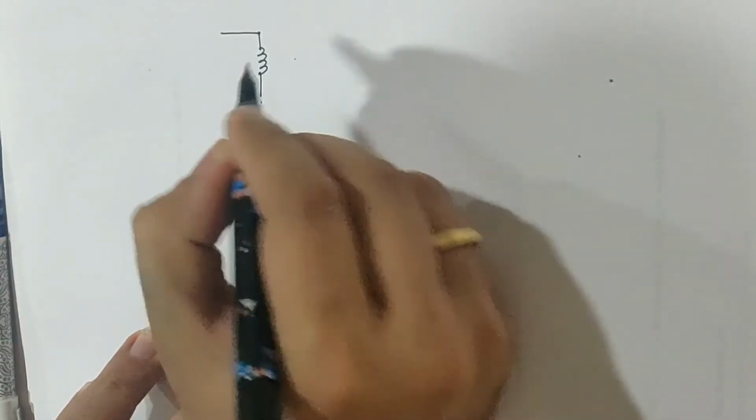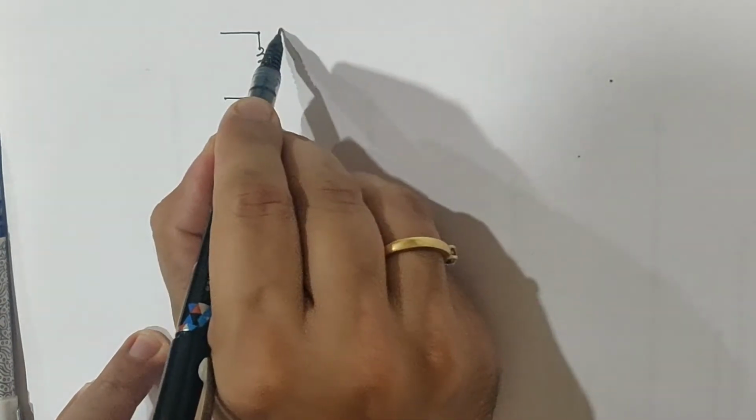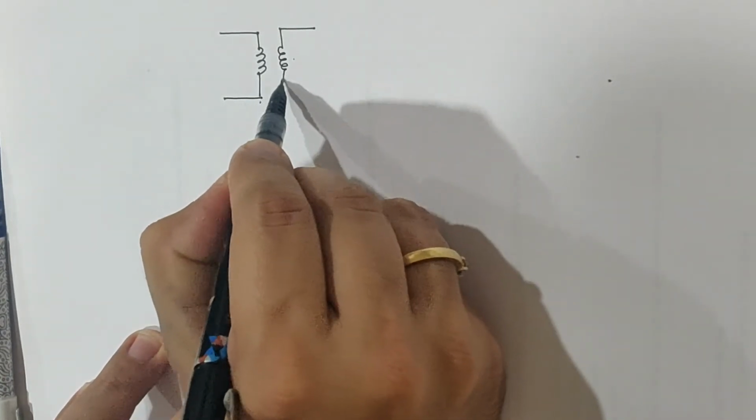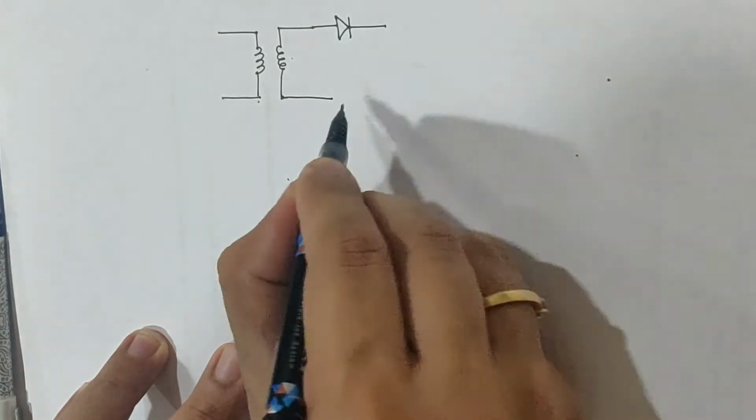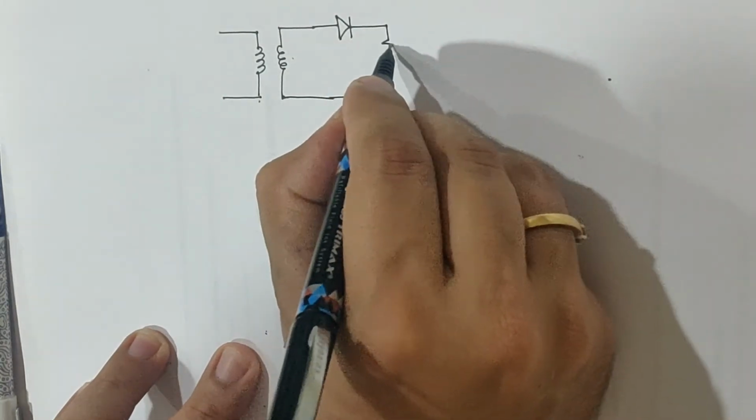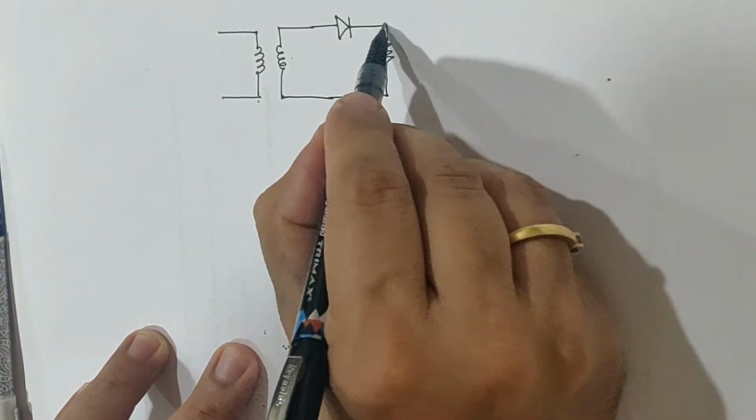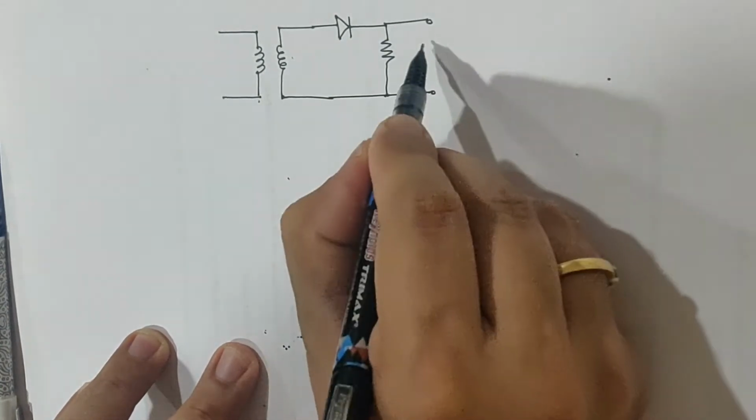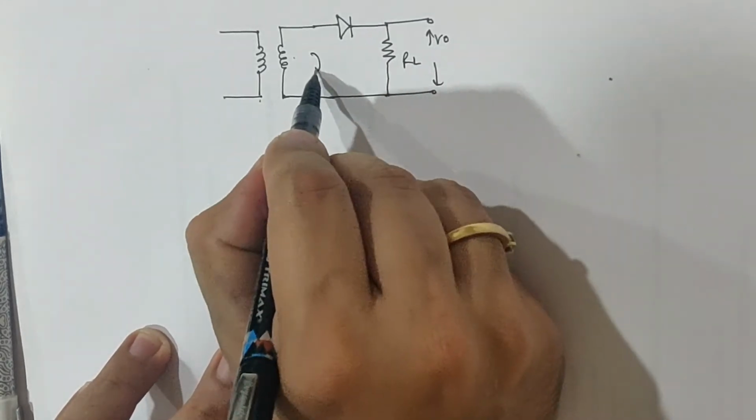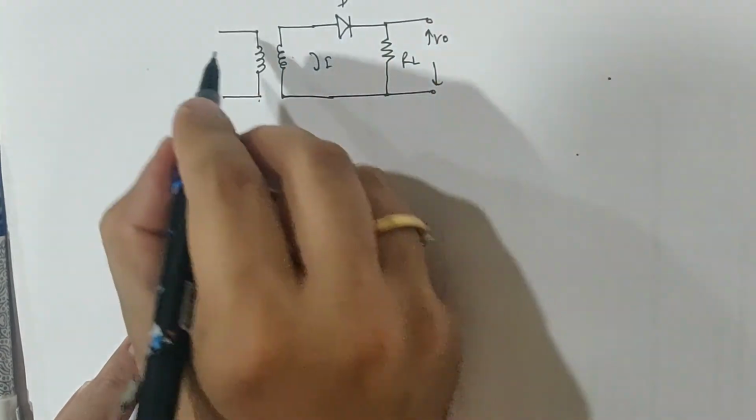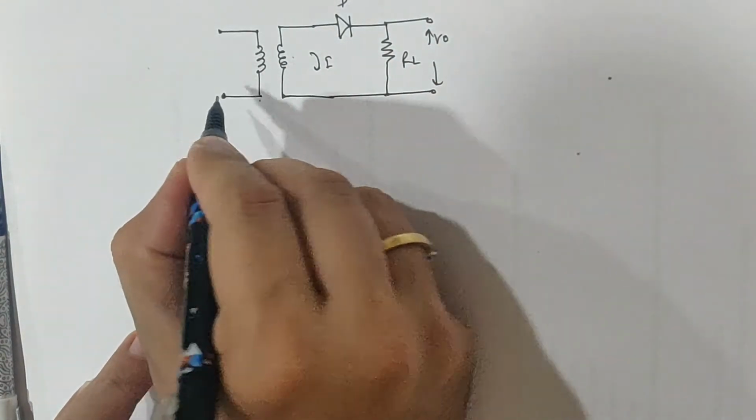This is your transformer, step down transformer. Then we have a diode. Then we have a load resistance RL, and then this output V0. This is RL, the current flowing through it is I. This diode I am terming as D.